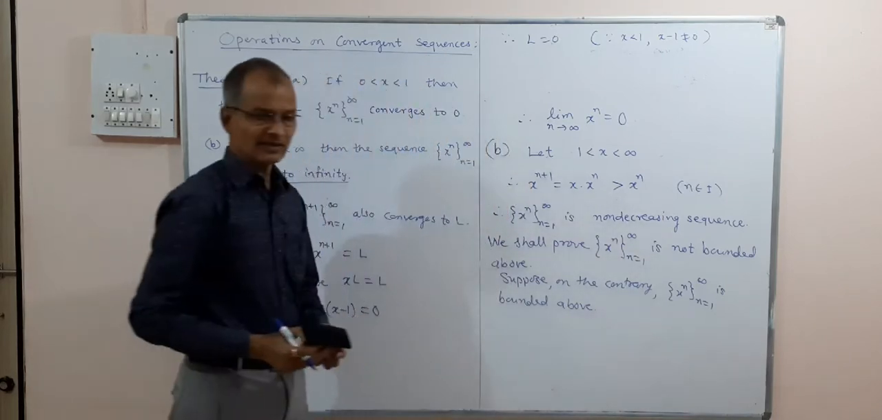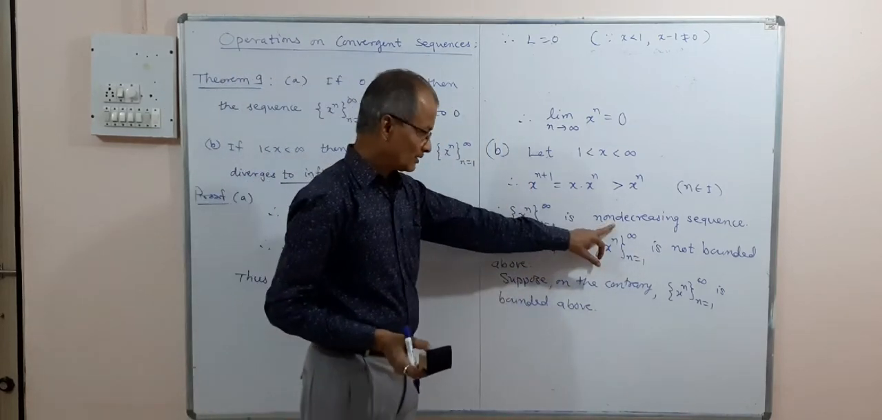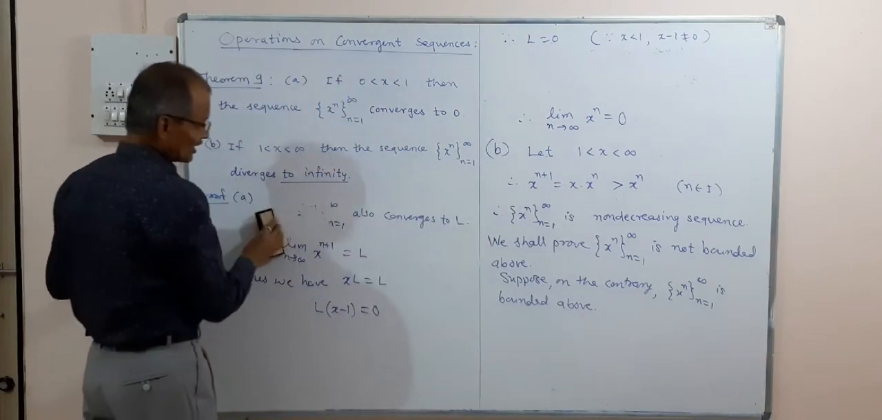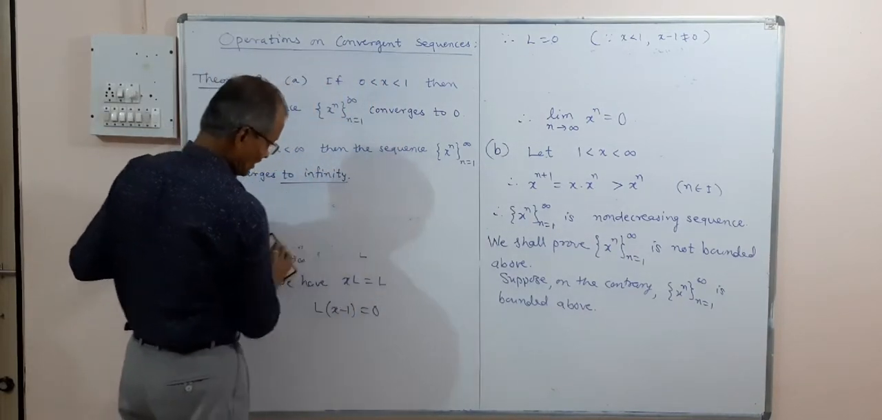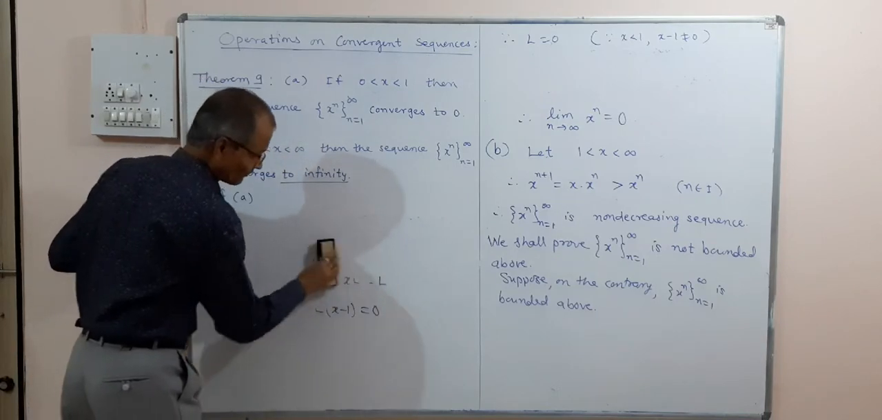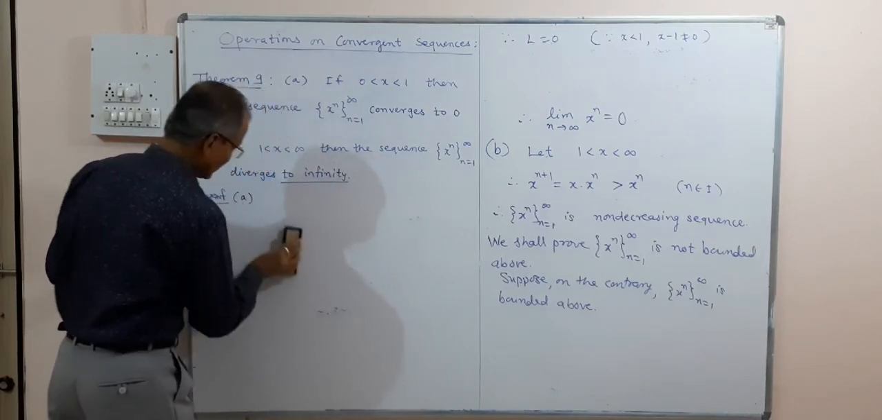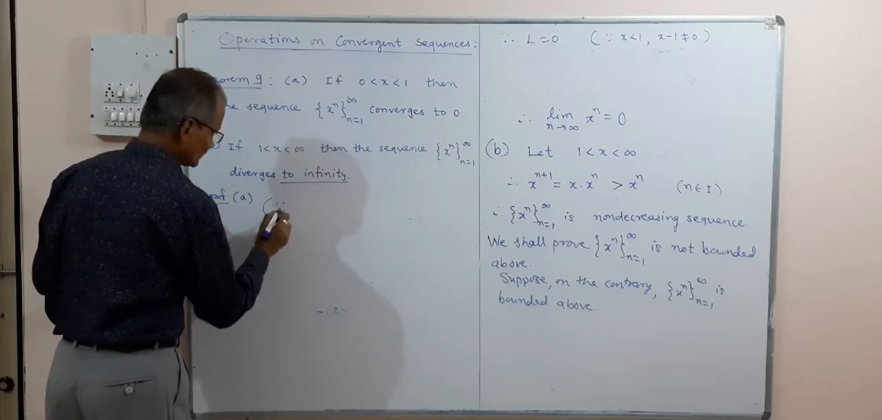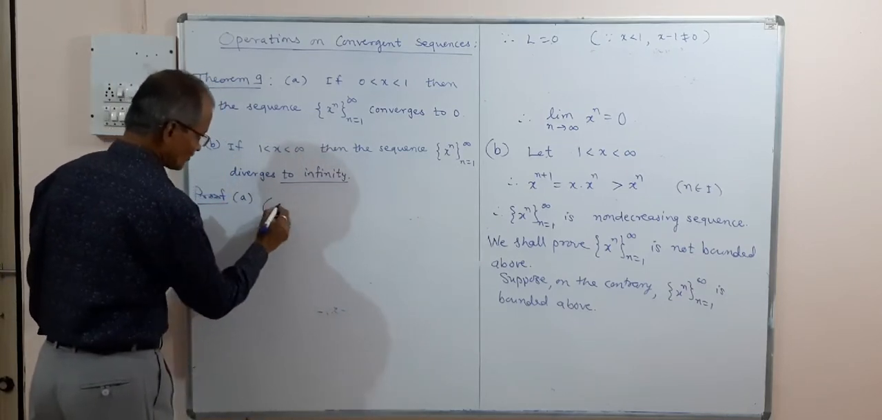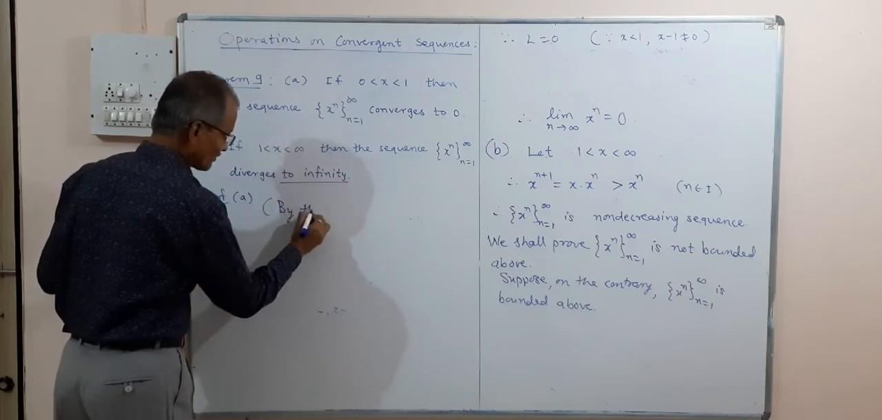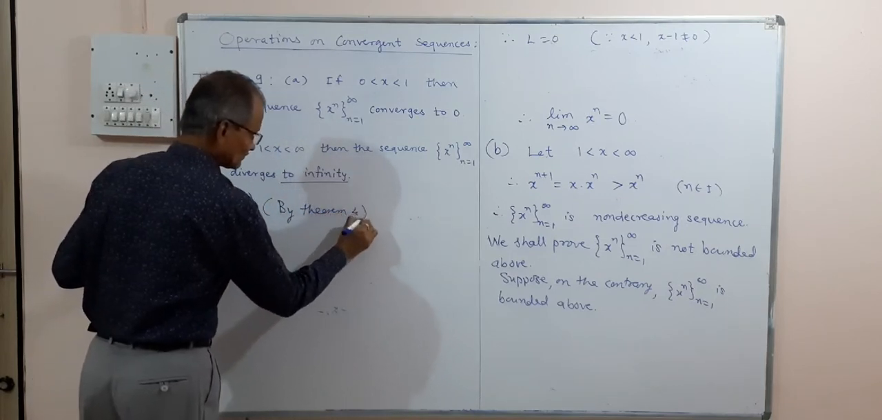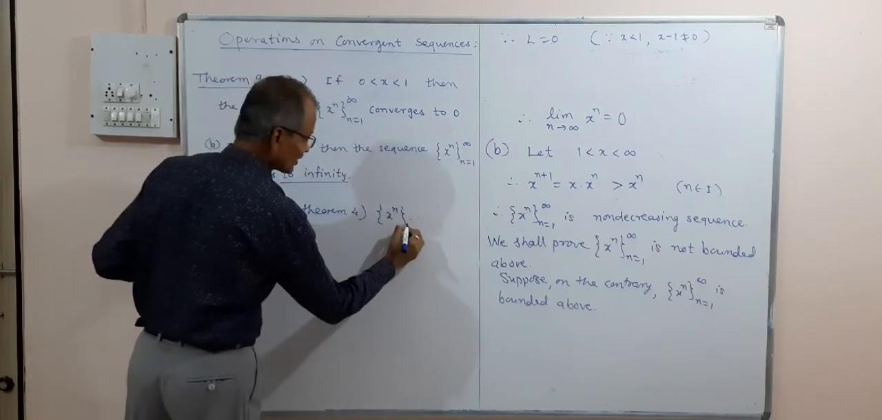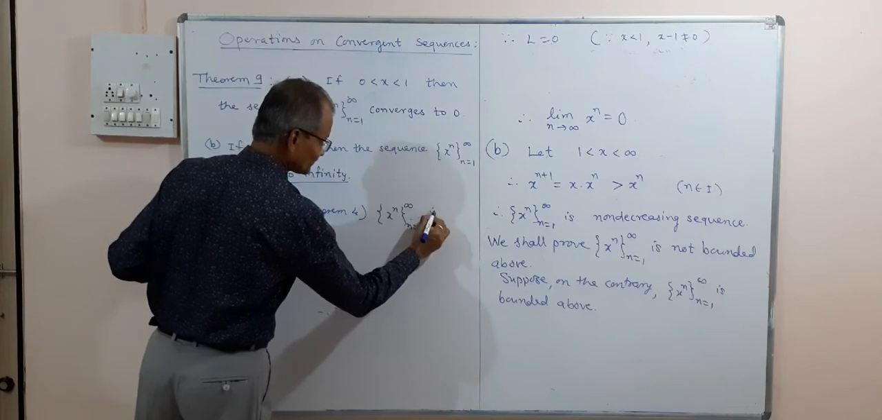Now, what type of sequence does it become? It is non-decreasing and bounded above. Therefore, x raised to n becomes convergent. This is theorem 4. And therefore, by theorem 4, x raised to n will be convergent. So, this is for your reference, by theorem 4, x raised to n is convergent.